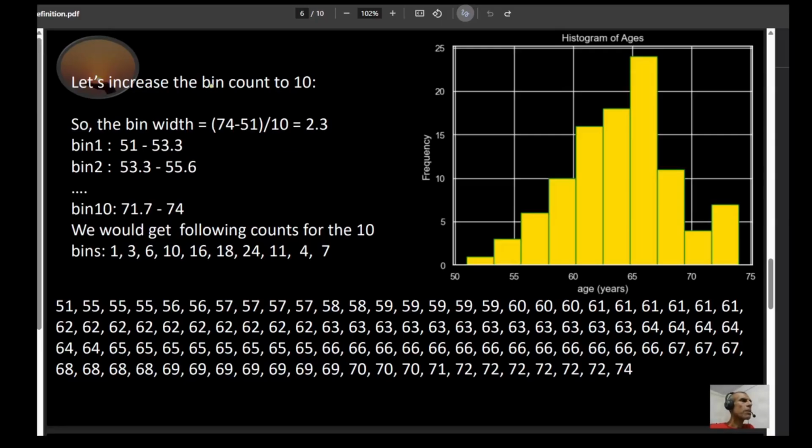And now let's increase our bin count to 10. Our bin width in this case, using the same formula, would be 74 minus 51, divided by 10, and the answer comes out to 2.3. So my bin width is going to be 2.3.